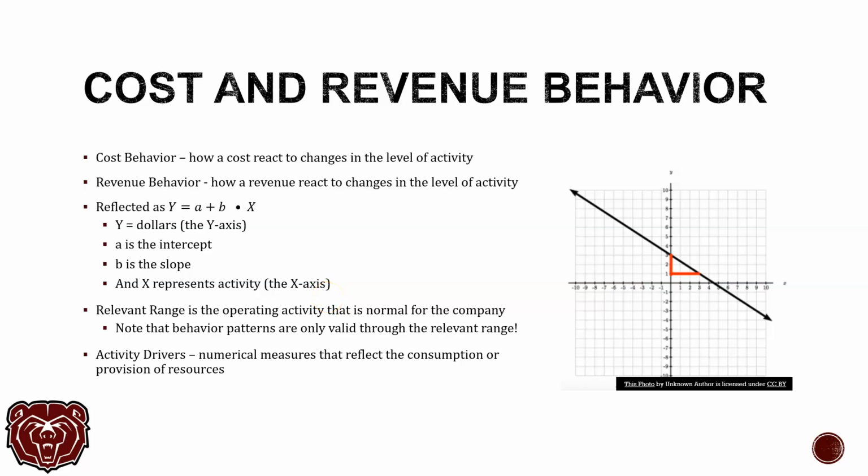Okay, so now we've got to talk about cost and revenue behaviors. Cost behavior really is just how costs react to changes in the level of activity. Does the cost change when you produce more? Well, if it doesn't, we call that a fixed cost. If it does, as your level of activity increases, your costs increase, that's going to be a variable cost, right? It depends on the level of activity. Revenue behavior is the same, except how does revenue react to changes in the level of activity?